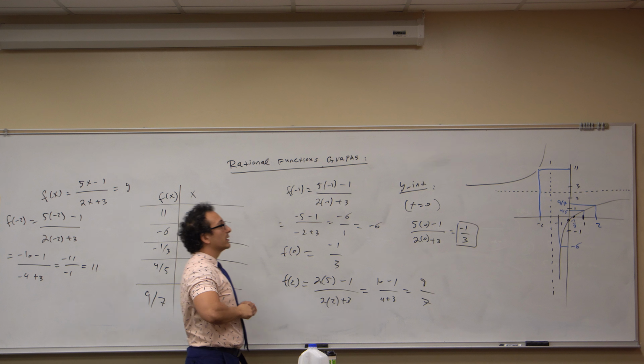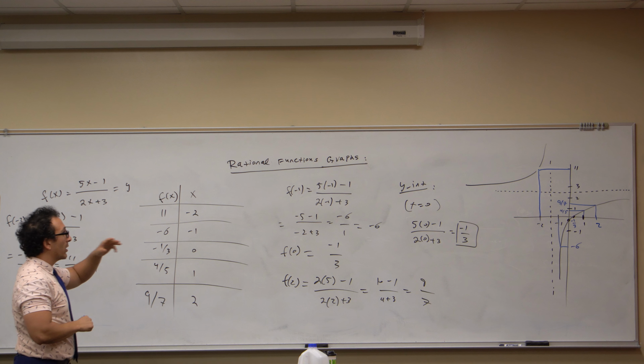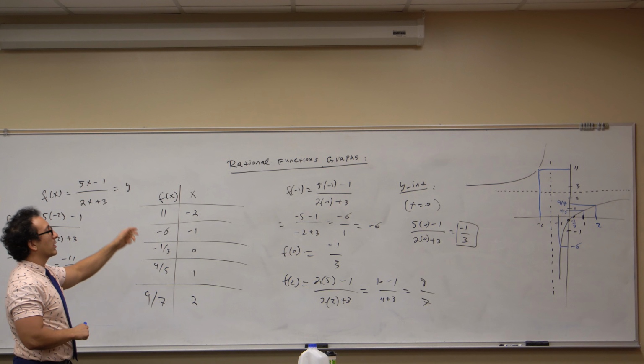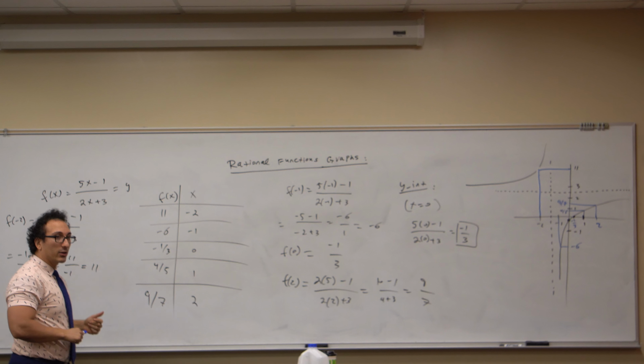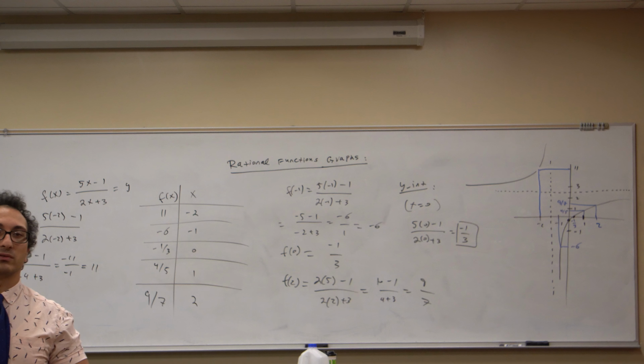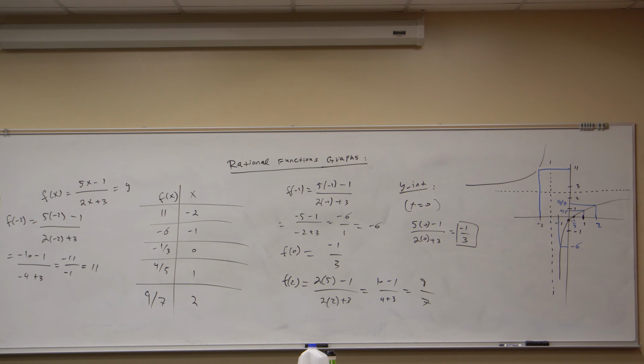So as you can see, your f of x table, along with knowledge of the vertical asymptote, the horizontal asymptote, the x-intercept, and the y-intercept, these values will allow you to discover what the graph of a rational function looks like, and it's not so bad.